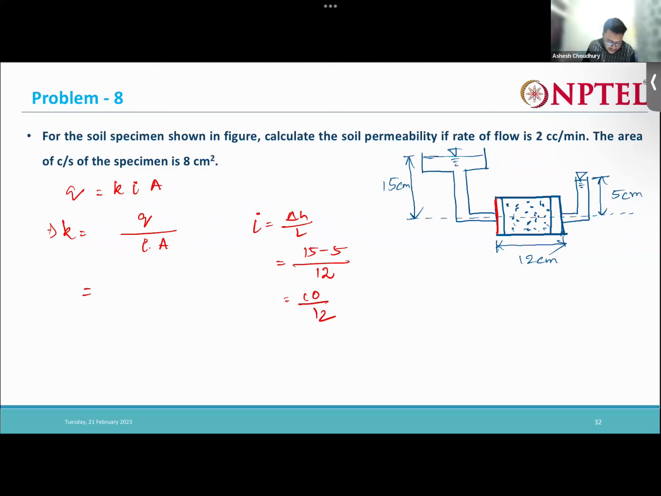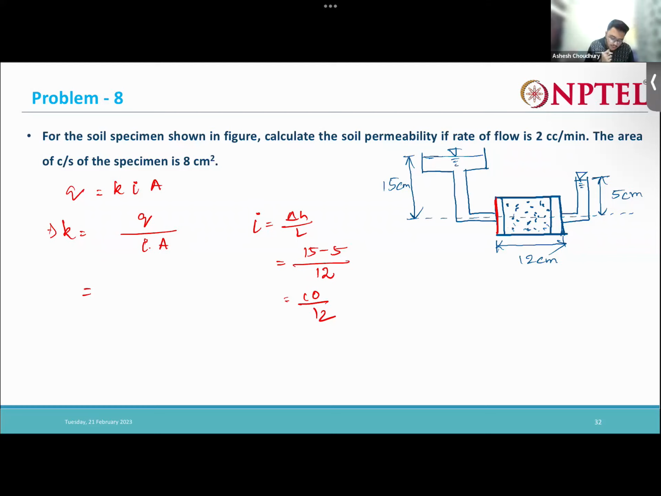Next, we are also asked to calculate the seepage velocity. So what is the normal velocity? Not this Vs, the velocity. V is equal to k into i. So my k is 2.25 times 10 to the power minus 3, into i, which is 6.67. That is equal to 0.015 centimeters per second. This is the velocity.